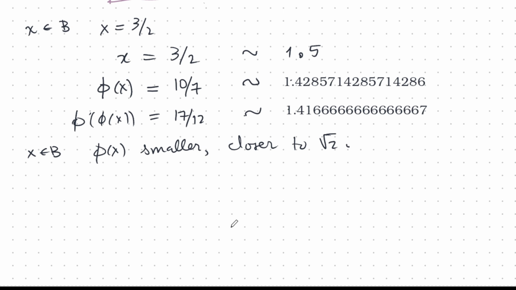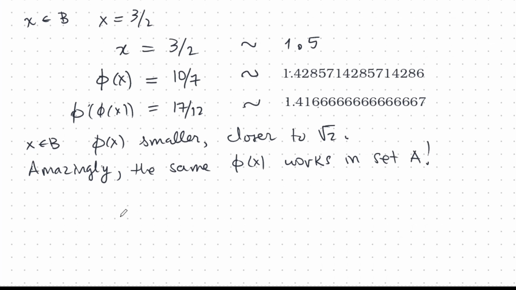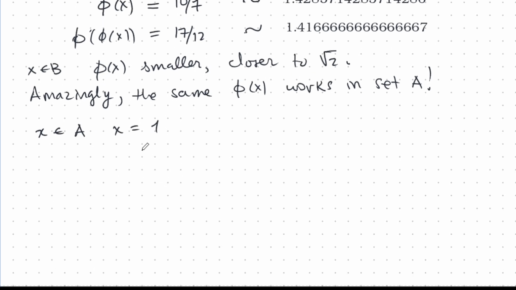Now, another amazing thing about this is that phi works in set A also. So amazingly, the same phi of x expression works the way you imagine it should work in set A, which is probably why Rudin chose this expression. It works perfectly in both sets. Let's see what I mean by this. Let's take an x in set A. Let's take it to be 1. All right, so let's try that. x is 1. And of course, that's numerically 1.0.